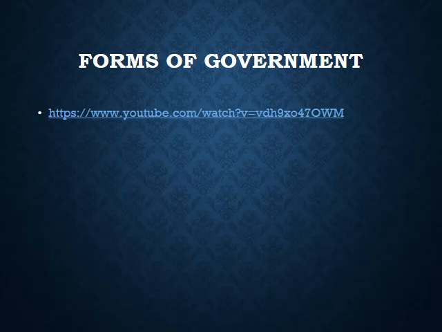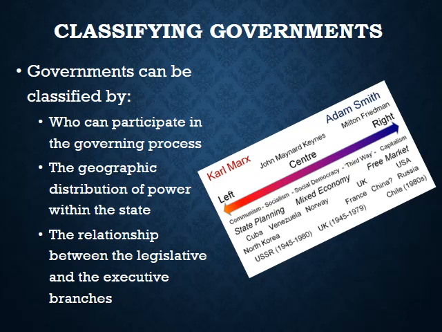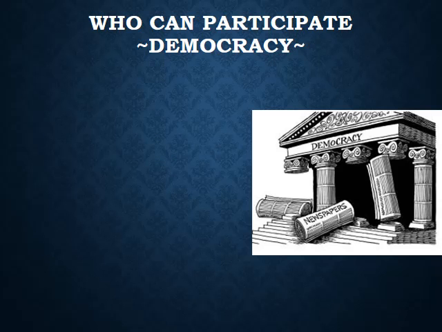All right, on your own, you might want to click back and watch this video. It's a really good introductory video about different types of governments. All right, we're going to classify government in three ways. The first way we're going to classify government is who can participate in the governing process. The way power is distributed within the state geographically, that's between the central and regional governments, aka state and local, or the relationship between the executive and legislative branches.